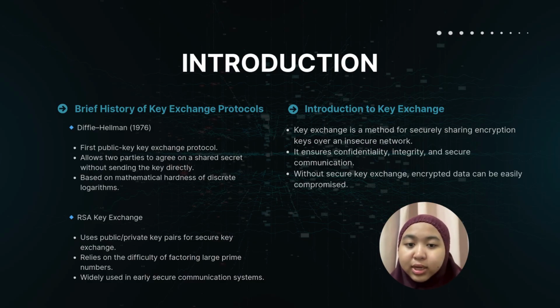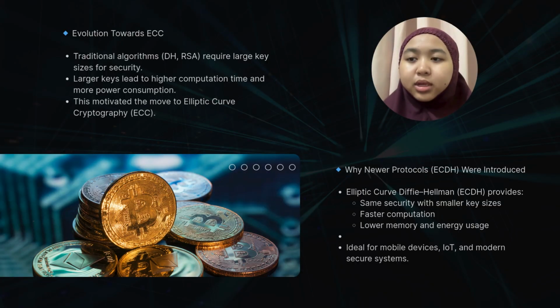derive the secret key. Next, RSA-based key exchange uses public and private keys to securely exchange an encryption key. Its security relies on the difficulty of factoring large prime numbers. RSA was widely adopted in early secure communication systems, but it requires large key sizes, which can affect performance.